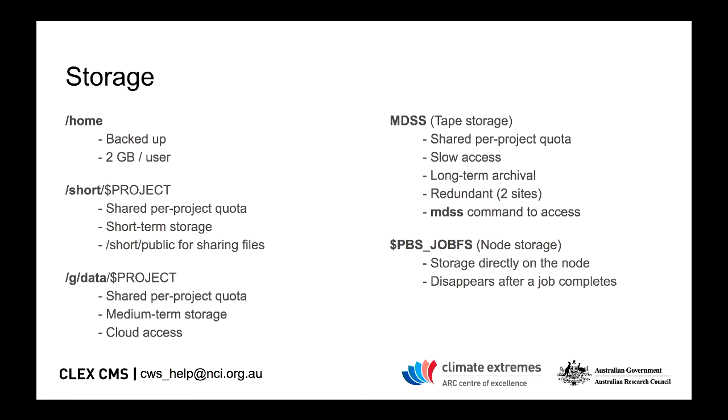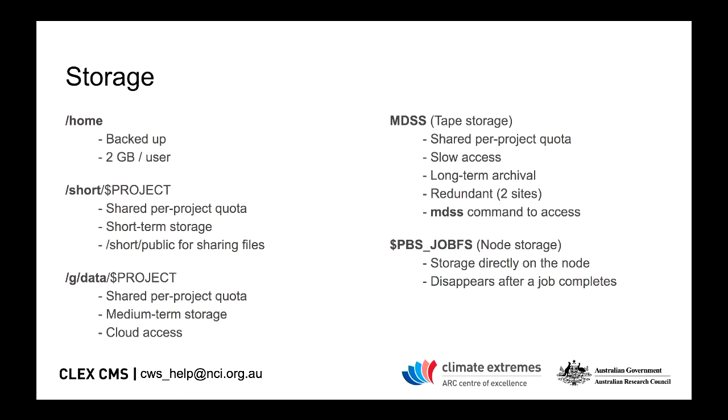Also, there's storage directly on the compute nodes, which you can use during a job. They have like a 400 gigabyte SSD on each of the compute nodes. They're separate on each compute node, so files saved on one compute node aren't visible from another compute node, and it disappears when the job's done. So it's useful if you're doing an analysis as part of your job.